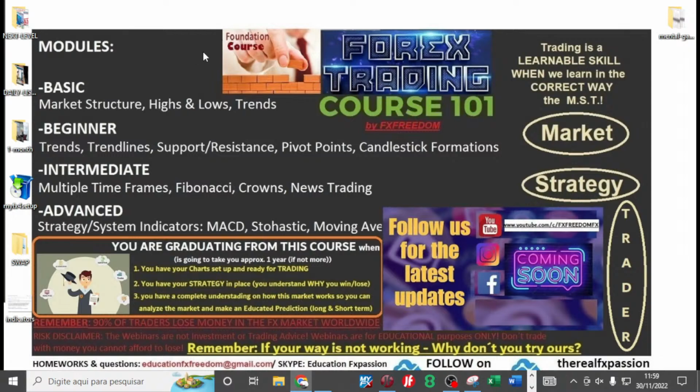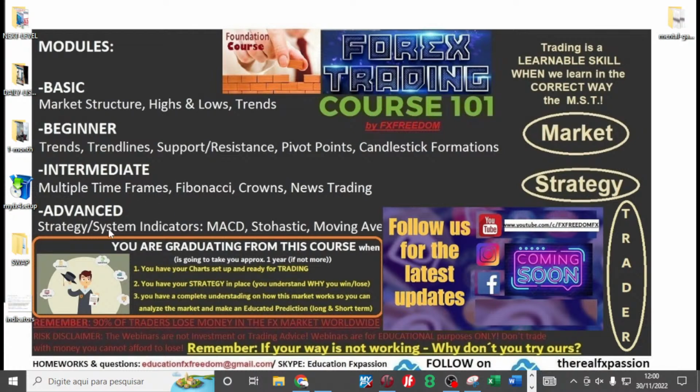Happy Wednesday. Remember, this is the foundation course, and trading is a learnable skill when we learn in the correct way. The three pillars of Forex course 101: pillar number one is the market, pillar number two is the strategy, and the big one is the trader. Today we are starting with simple indicators part 1.